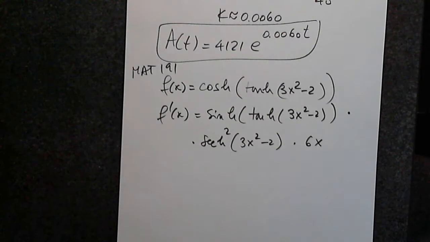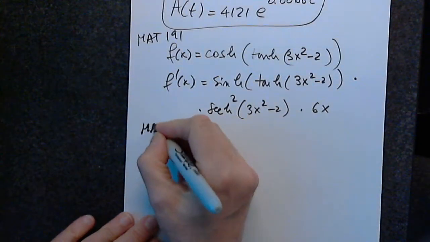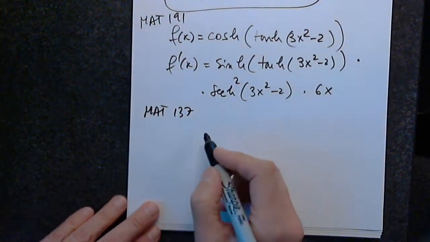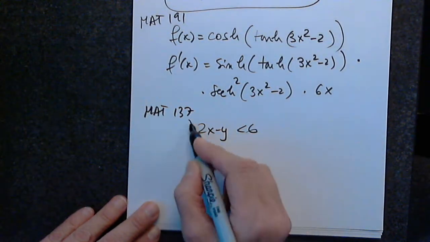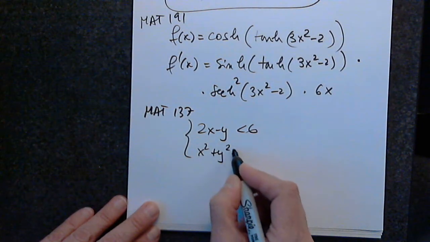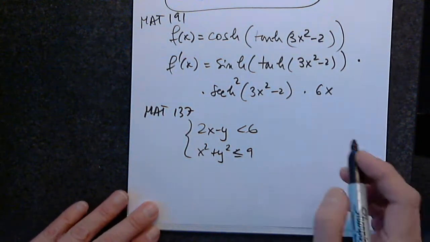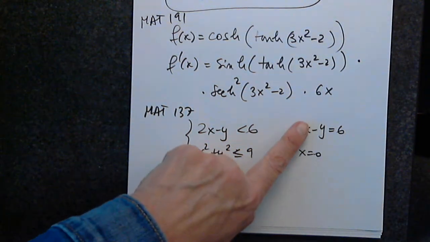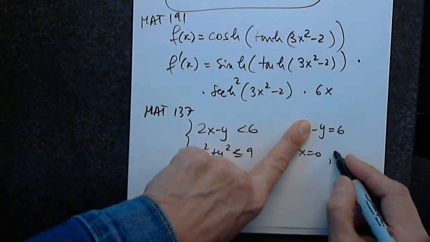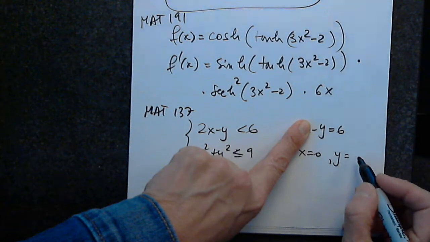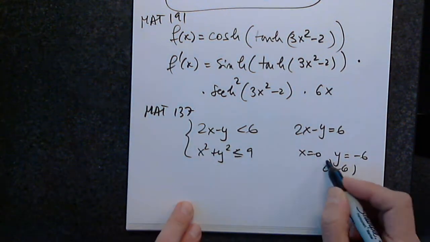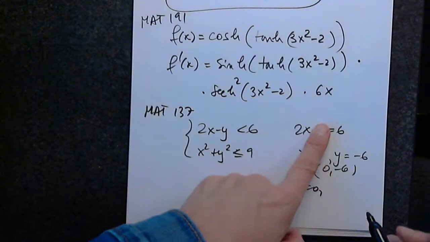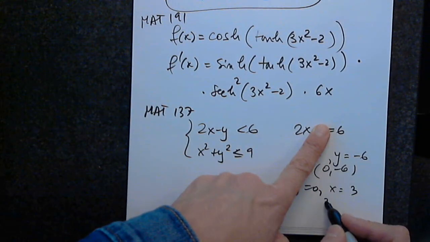Okay, next question. Wendy? Number 15. Okay, so we have 2x minus y less than 6, and we have x squared plus y squared less than or equal to 9. So the first one is 2x minus y equals 6. When x is 0, how much is y? Very good. 0, negative 6. And when y is 0, bless you, x is? Very good. So 3, 0.